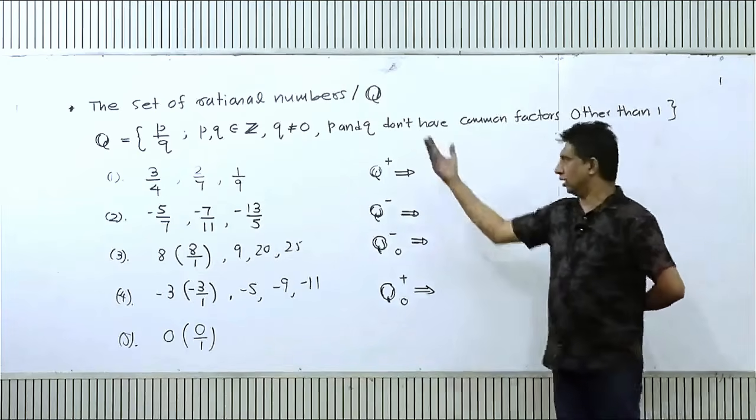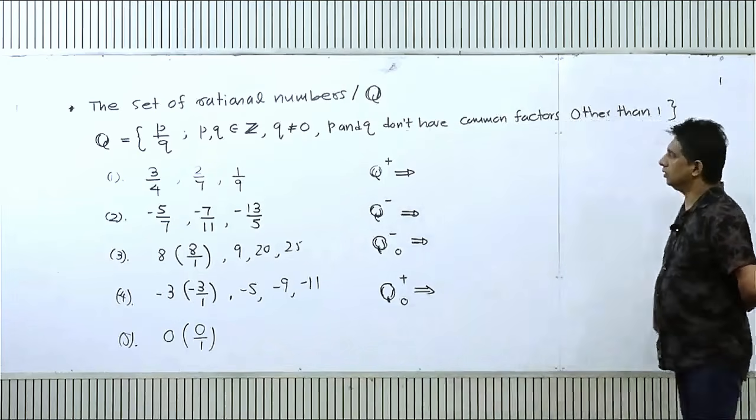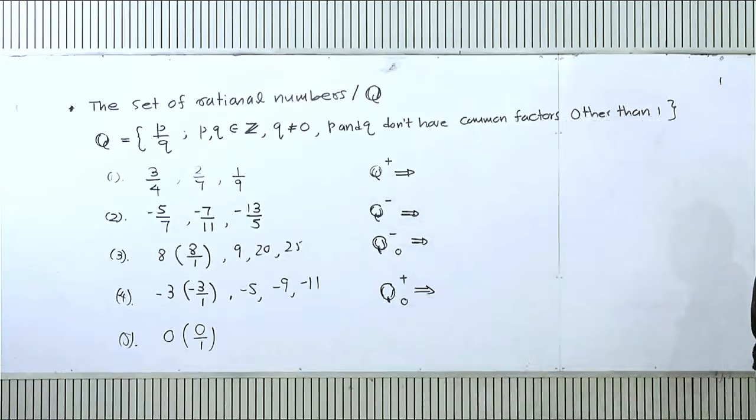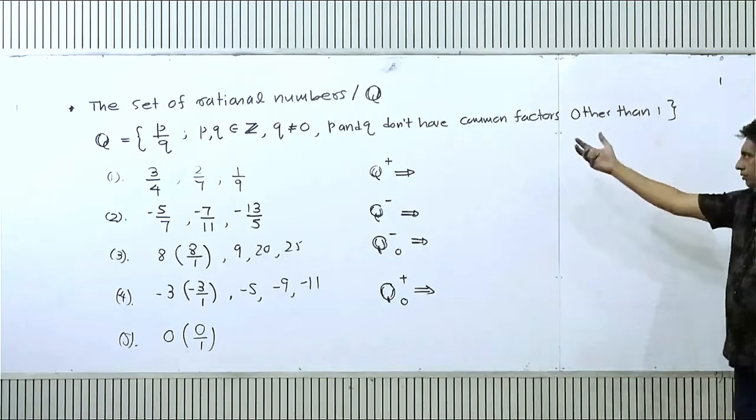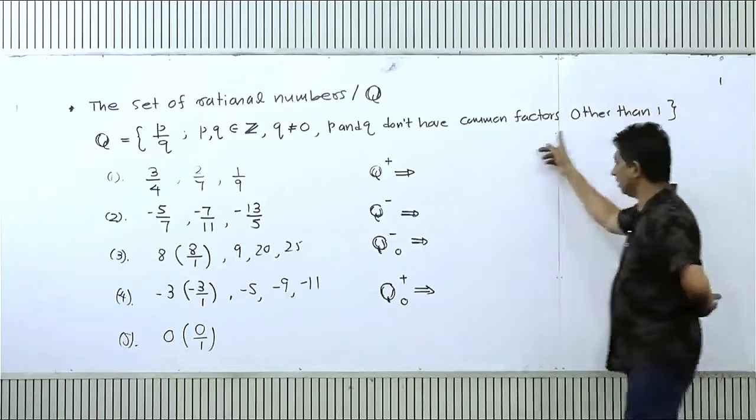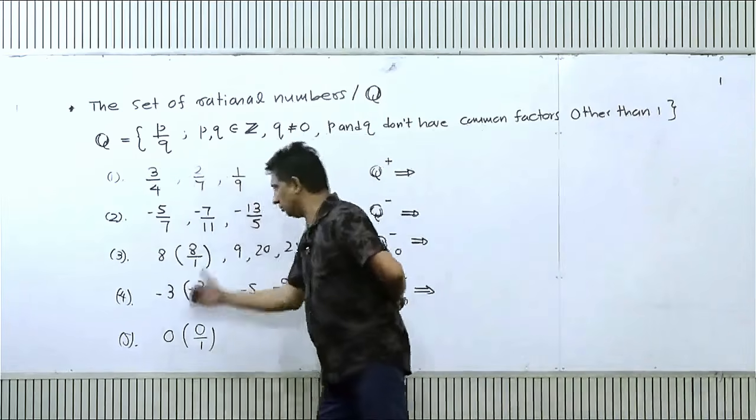Right? Okay. Write down the topic: the set of rational numbers. Then you have to write the symbol of it. Then you have to write the definition. Then examples.